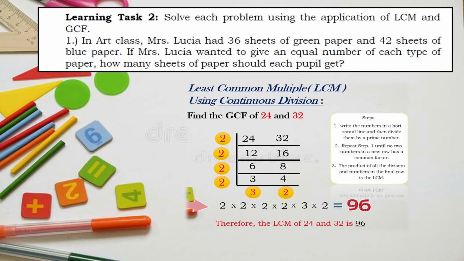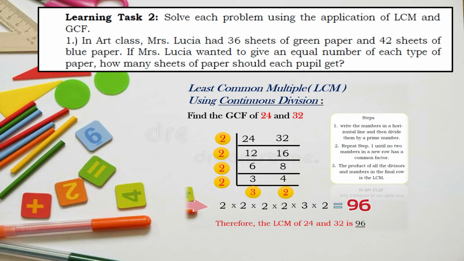So, tignan natin kung LCM ba or GCF itong kukunin dito sa learning task 2. In our class, Mrs. Lucia had 36 sheets of green paper and 42 sheets of blue paper. If Mrs. Lucia wanted to give an equal number of each type of paper, how many sheets of paper should each pupil get? So as you can see, the question is, how many sheets of paper should each pupil get? Ilan daw po ang makukuha ng bawat bata?